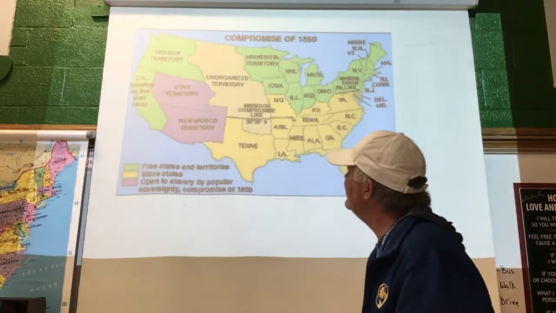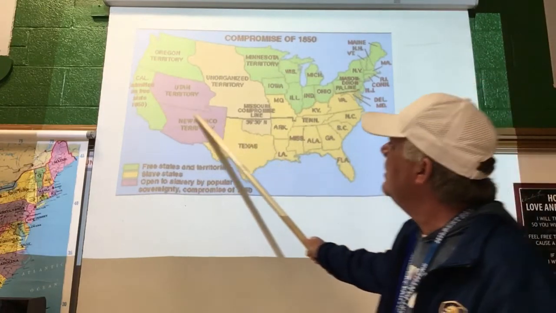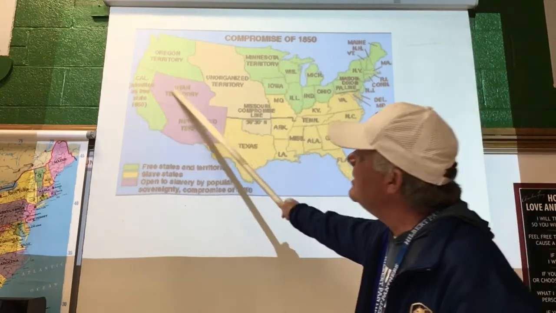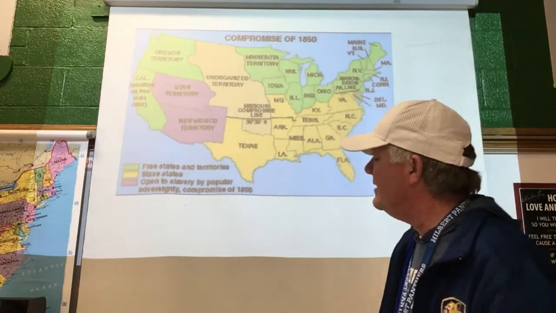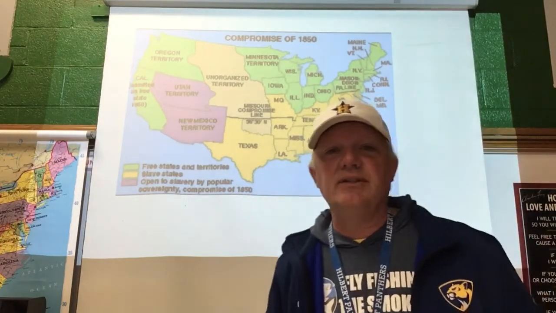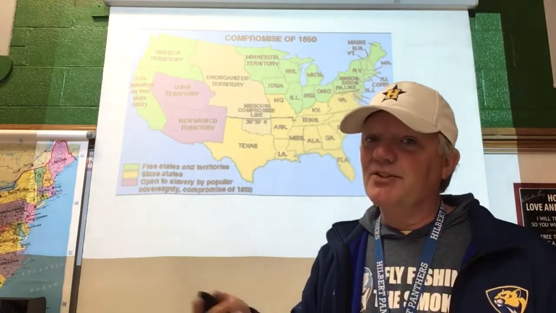where they wanted to extend this line all the way there. And the North didn't like it because then, you know, north of the line, Utah could possibly vote for slavery. So, disagreement.